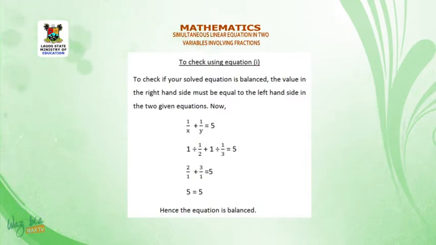1 divided by 1 over 2 plus 1 divided by 1 over 3 is equal to 5. 2 over 1 plus 3 over 1 is equal to 5. 5 is equal to 5. Hence, the equation is balanced.